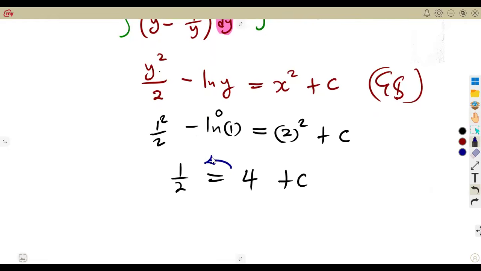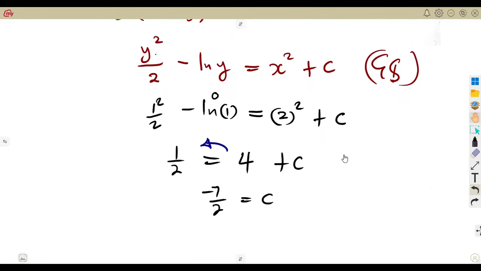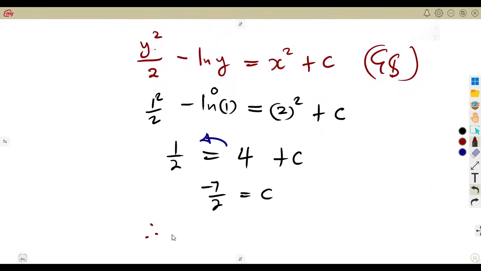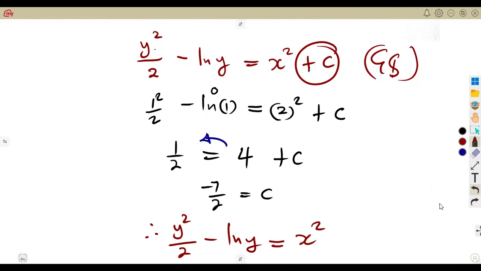Then you can even take the 4 to the other side. So that's 1 over 2 minus 4, which was going to give us -7 over 2, giving us the value of c. So determining the value of c allows us to say this whole equation, therefore, can be written as y squared over 2 minus the ln of y is equal to the right-hand side as it is x squared plus c, which is x squared minus 7 over 2. So we can have it that way.